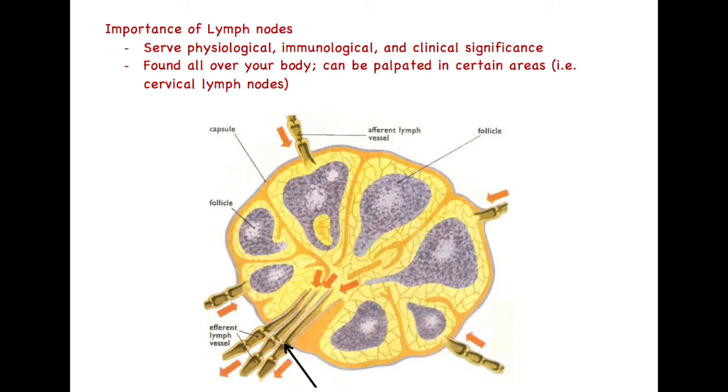at the hilum. And the nodes are actually encapsulated organs. They have a connective tissue capsule enveloping them. And next we'll talk about different areas where they're found.